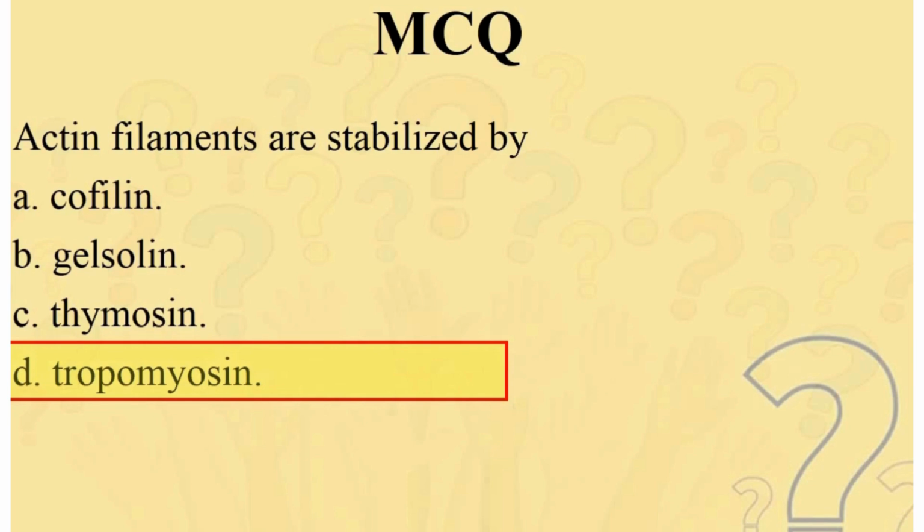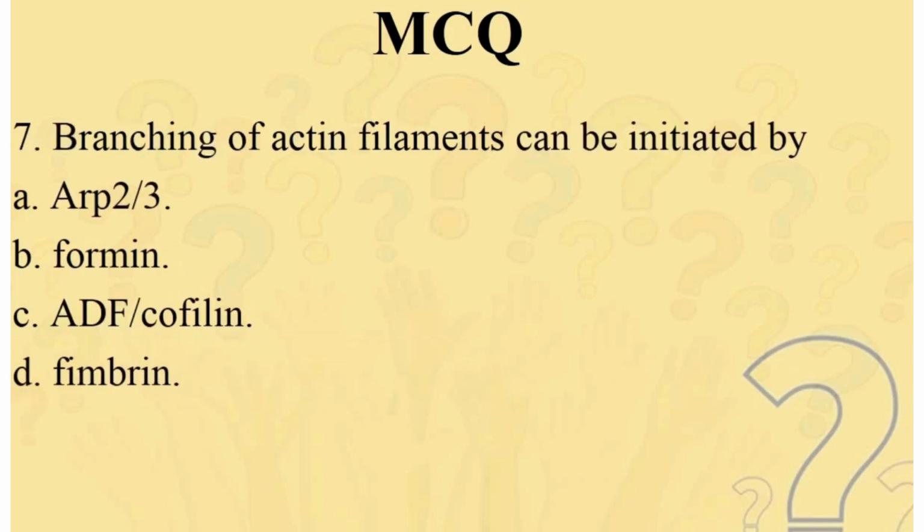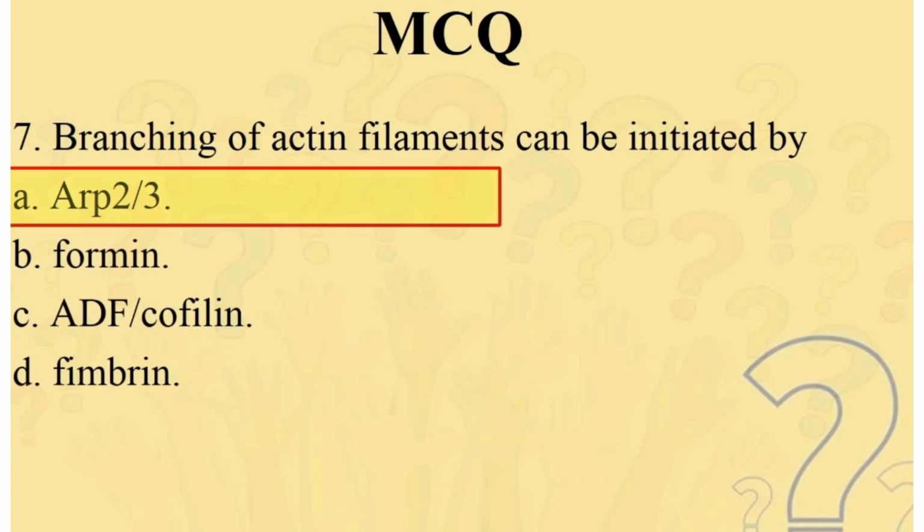The next question: branching of actin filaments can be initiated by. This question is from the section of the various proteins associated with actin, and the correct answer which initiates branching is option A, ARP2/3.